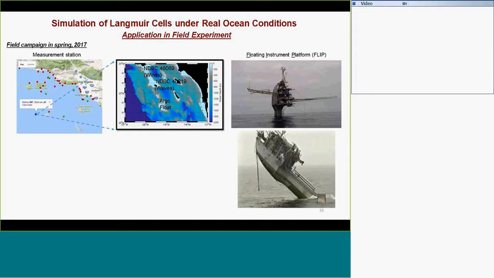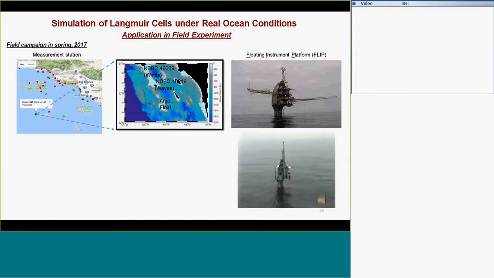And it can stay at this ocean surface for several weeks. People can do all kinds of measurements there. And after the job is done, they turn it back and go back home. So this is a very interesting facility.